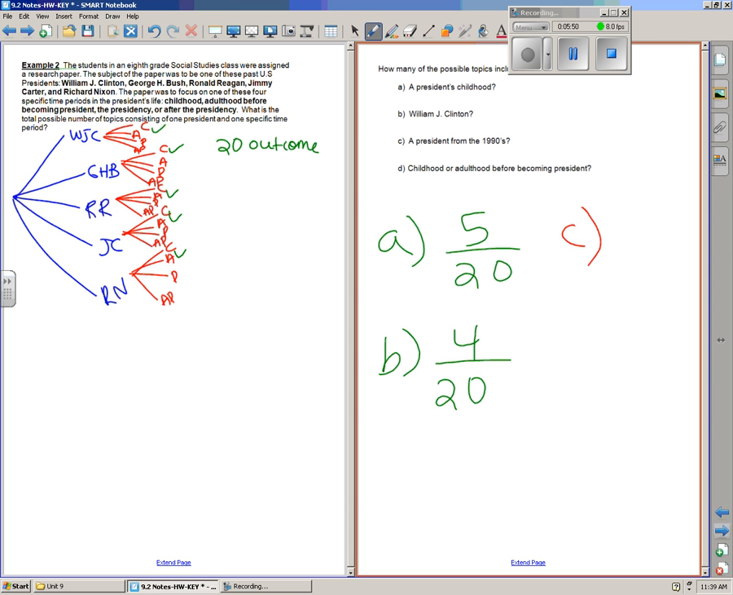A president that's from the 1990s. So hopefully you know the president from the 1990s. We're going to be dealing with Clinton and George H. Bush. So that's 2 presidents, but there's 4 periods per each, which is going to be 8 out of 20. And then childhood or adulthood before becoming president would be 2 categories for each, and then there's 5 of them, so 2 categories for each would give you 10 out of 20.